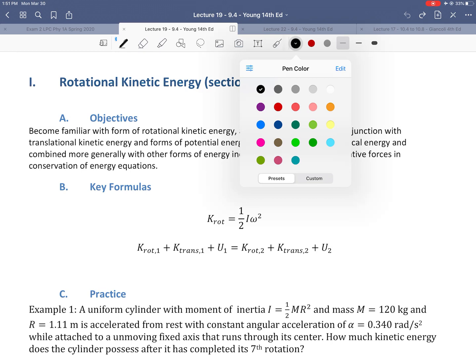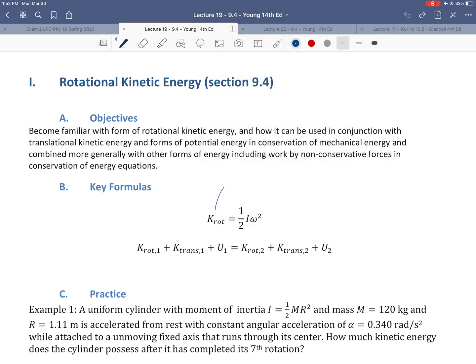Well, first of all, the equation that we're looking at is rotational kinetic energy. So the K is for kinetic, and the subscript rot is for rotational. So this is rotational kinetic energy. And when you look at that equation, it should look very, very similar, so we could compare it to K trans for translational, which was 1/2 mv squared.